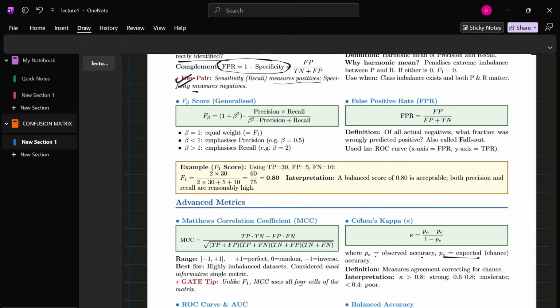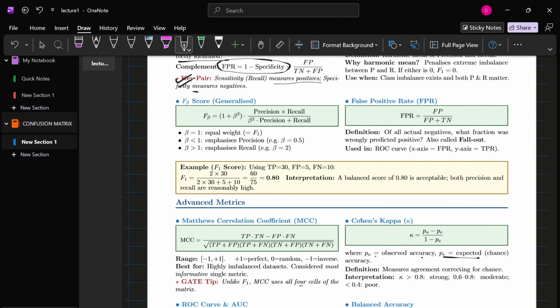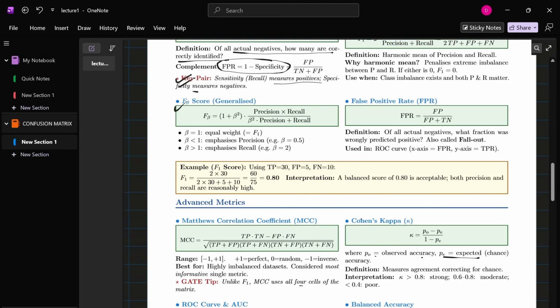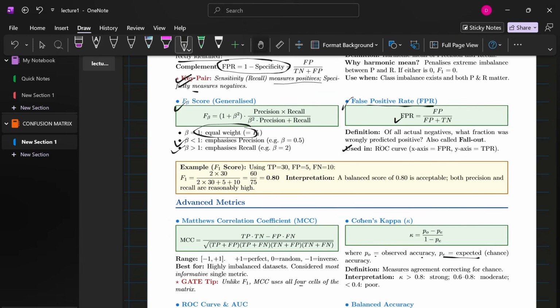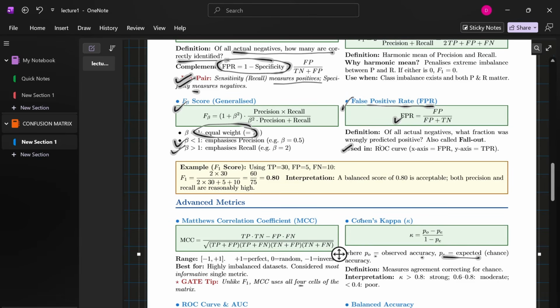Okay, now we also have the F-beta score. The F-beta score generalizes this: when beta is greater than 1, we emphasize recall, and when beta is less than 1, we emphasize precision. So it's basically a weighted F1 score. Okay, next we have FPR, the false positive rate, the fraction of actual negatives that were wrongly called positive. This is on the x-axis of the ROC curve. We'll get into it shortly.